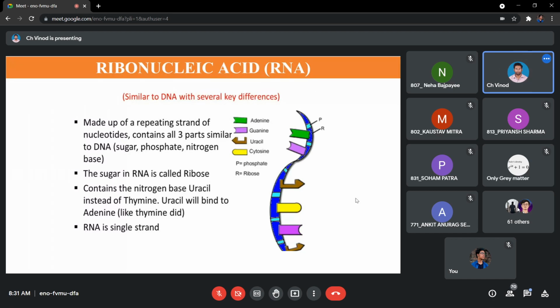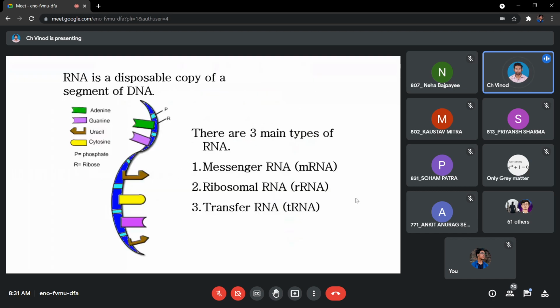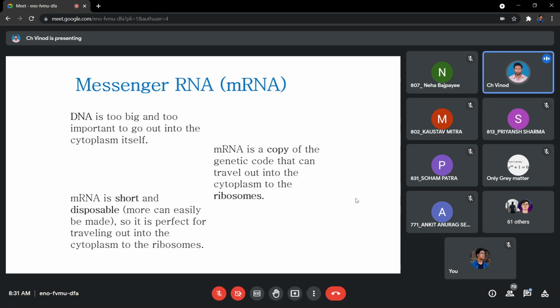So where do we see RNA, and what are the kinds of RNA we see? We see RNA in three formats. One is messenger RNA, number two is ribosomal RNA, number three is transfer RNA. Let's learn about messenger RNA. Now we have a DNA. The DNA has genes. Let's say we have 10,000 genes on the DNA.